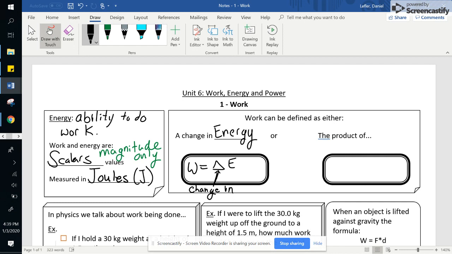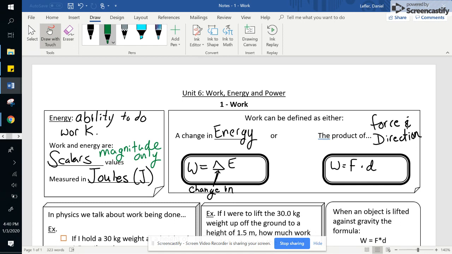What we're going to be using more of right now is work as the product of a force and distance, in the same direction. So our formula is W equals F times D. However, there is another formula that we can use. Really, this is just a simplified version.